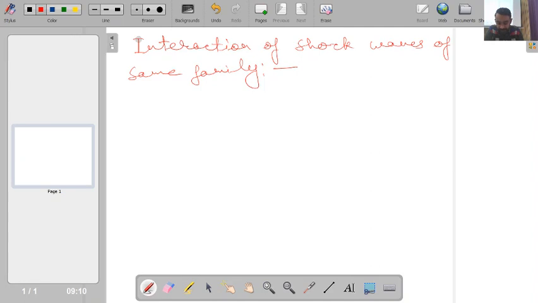So what we have done, we considered that I have a surface and then I have a concave corner. At this concave corner I know I will have the formation of an oblique shock wave. Now let's consider that this oblique shock wave makes an angle of beta with the surface.